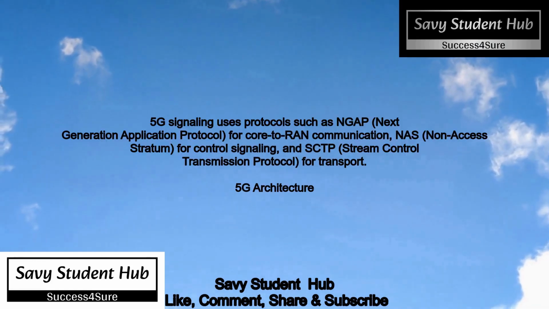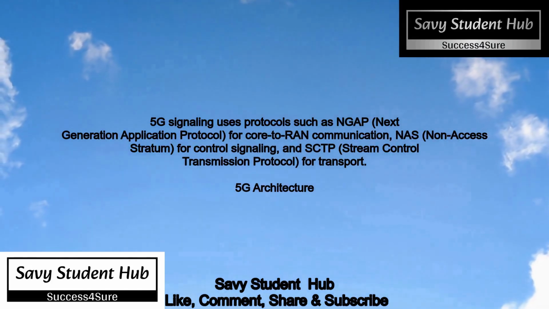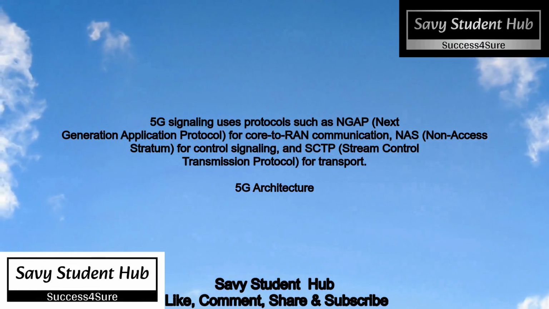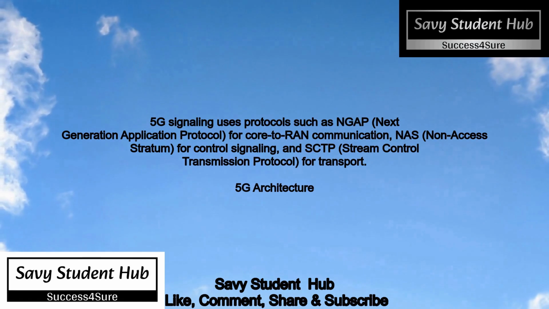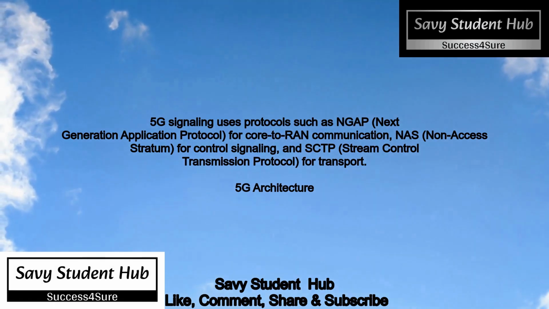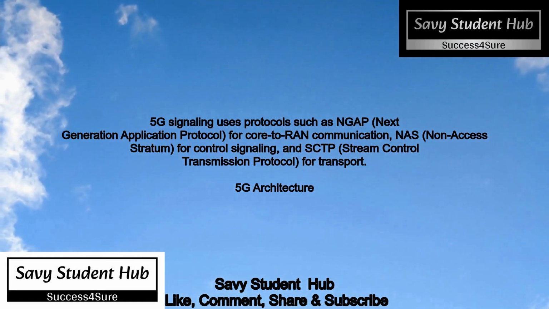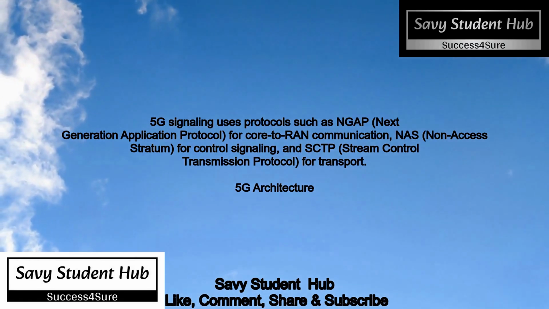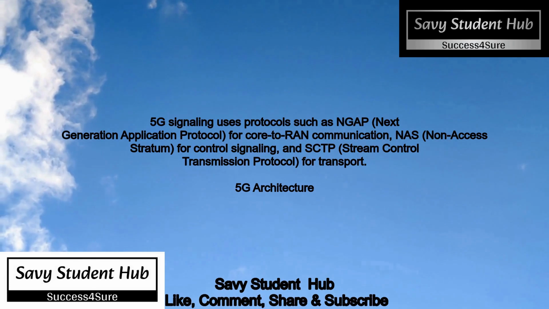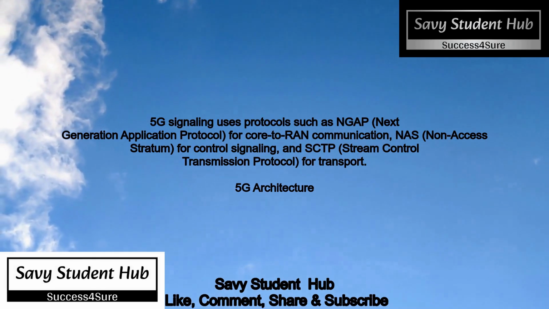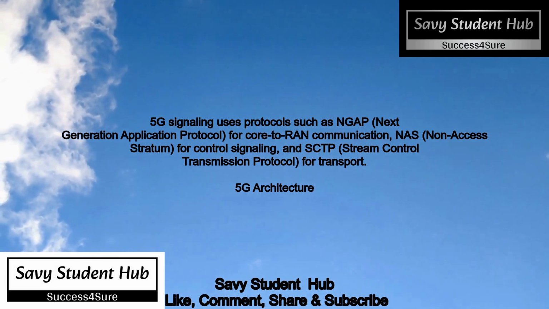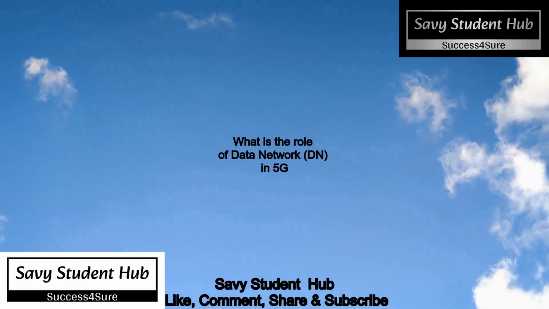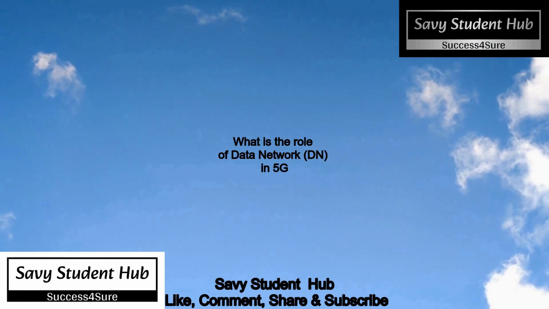5G signaling uses protocols such as NGAP, Next Generation Application Protocol, for core-to-RAN communication, NAS, Non-Access Stratum, for control signaling, and SCTP, Stream Control Transmission Protocol, for transport. What is the role of data network, DN, in 5G?